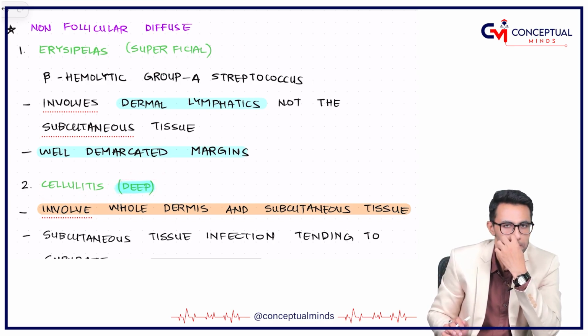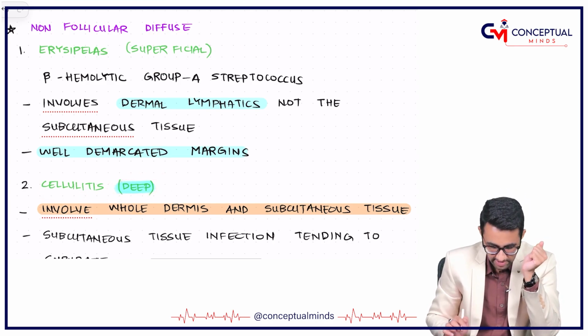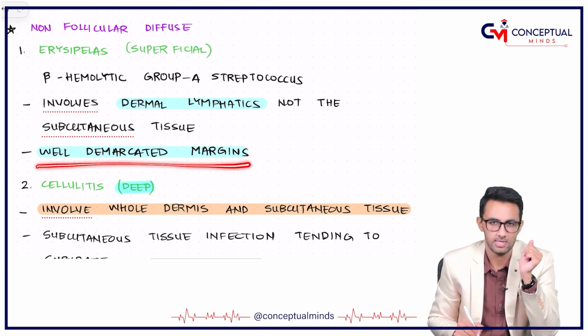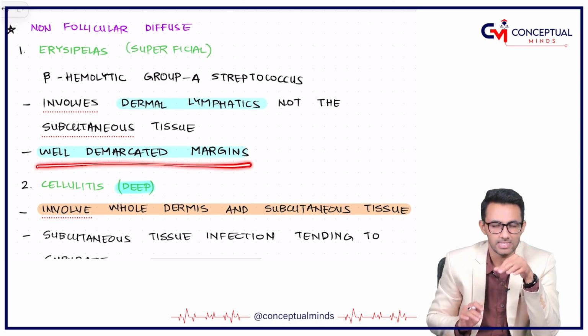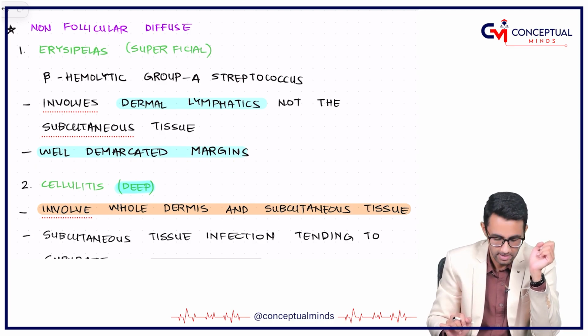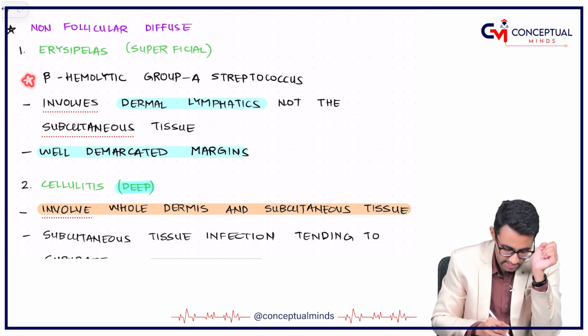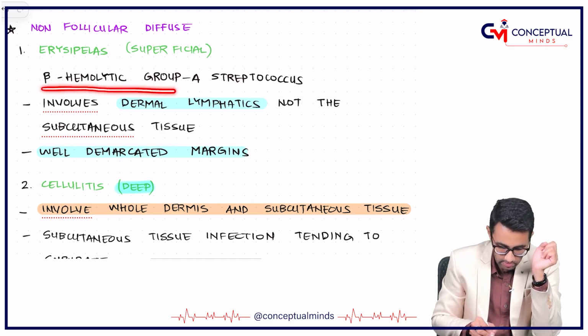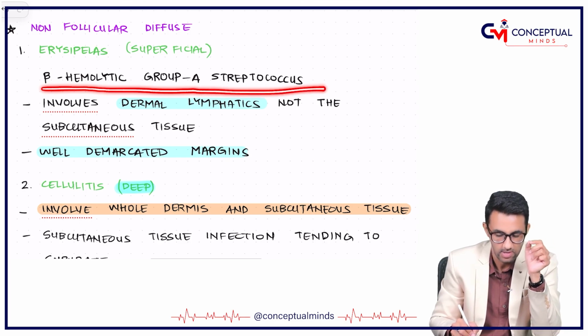I told you that in erysipelas the margins are very well defined. So well defined margins are there. Erysipelas has well defined margins, and in cellulitis there is diffuse inflammation. Who is the one causing it? Beta hemolytic group A Streptococcus is the one causing it.